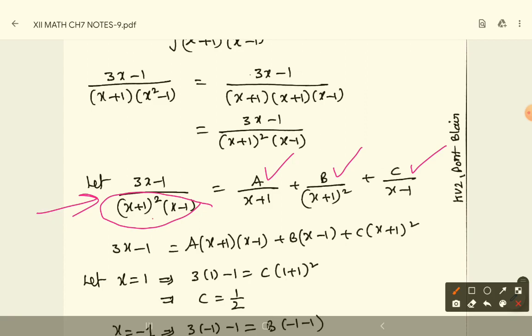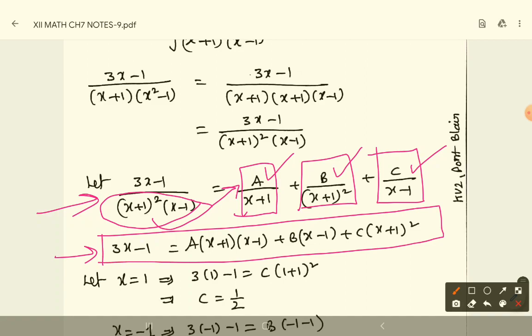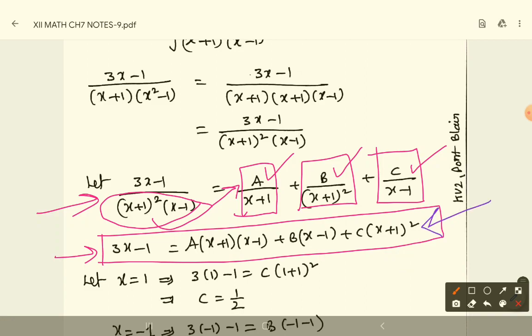Take the denominator to the right side and multiply each and every fraction. Then you get this expression. We know this very well. First, in this expression, take x is equal to 1. Then this will be 0, this will be 0, only this will be left. So 3 into 1 on the left side, and substitute on the right side. I am not taking A and B because they become zeros. So the C value will come as 1 by 2.